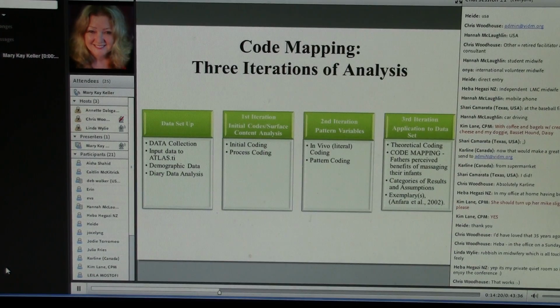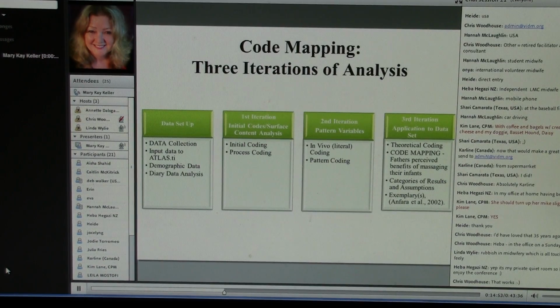And then when we move into the second one, where the pattern variables are, it's taking a look at those broad categories and seeing patterns in them, as well as the in vivo, the literal coding, to determine the pattern coding. And then going into the third iteration is where the theoretical coding comes in, or the code mapping, taking a look at what was actually happening and how, whether or not it supported the constructs of attachment theory.